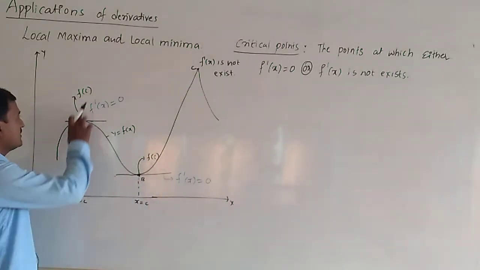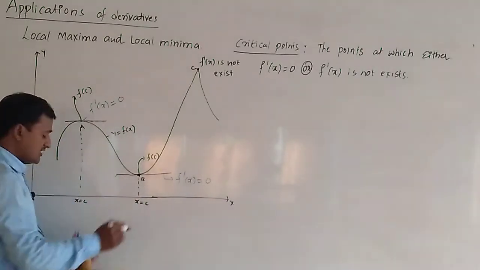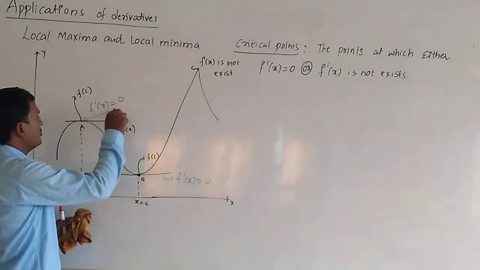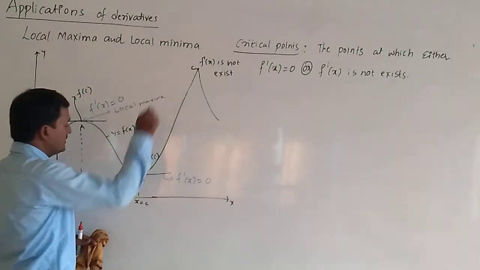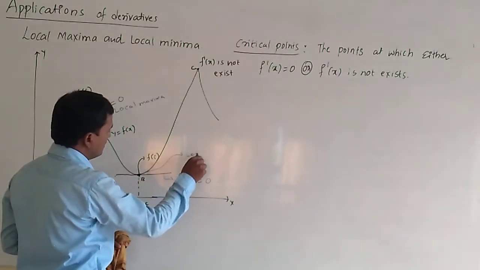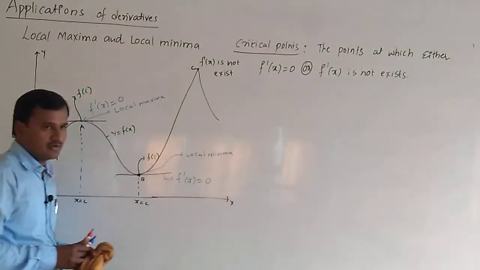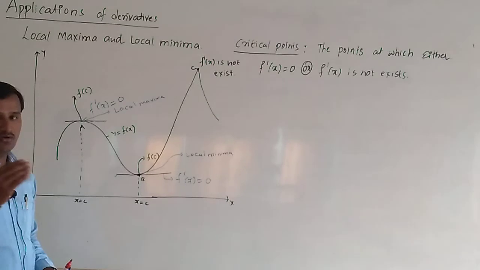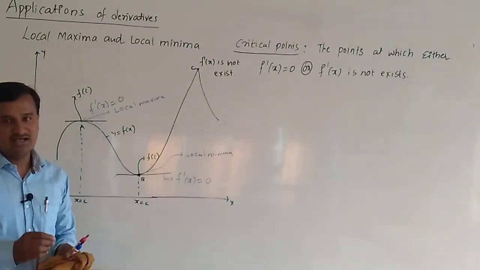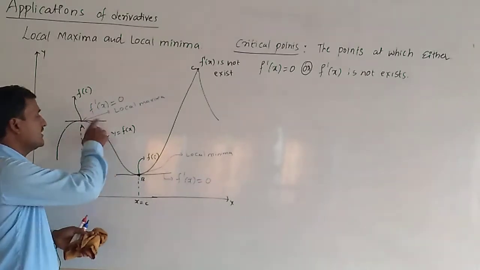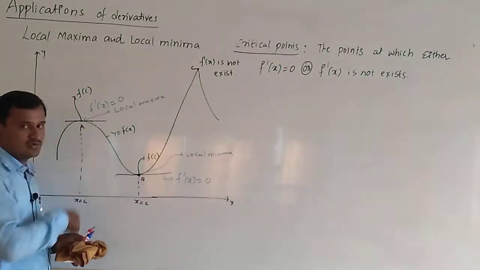So see here, f of c is a and f of c is b. So clearly this is called a local maxima, and this is called a local minima. Therefore, local maxima and local minima of a function exist only at the critical points. At the critical points, f dash of x is equal to 0.